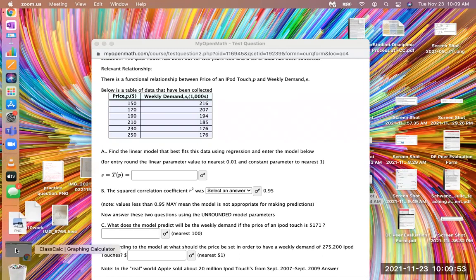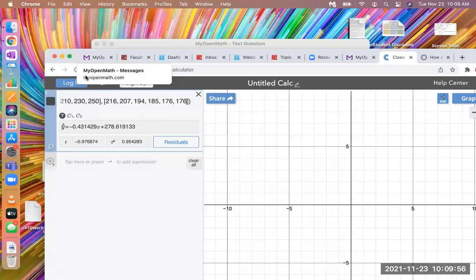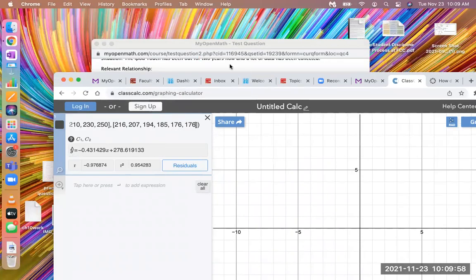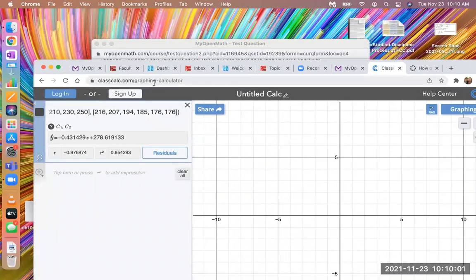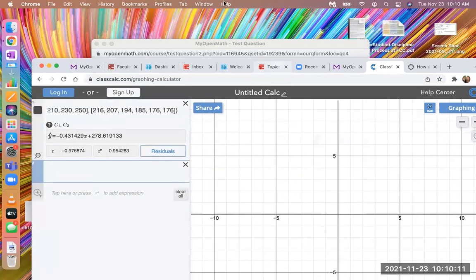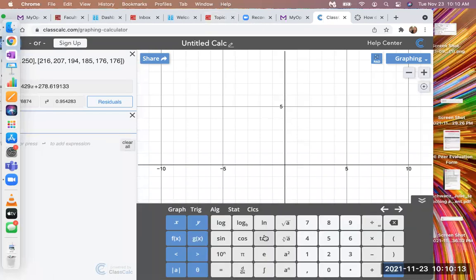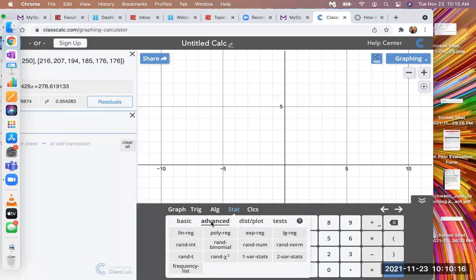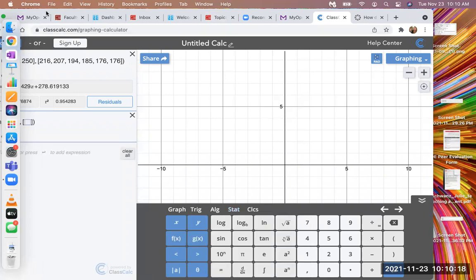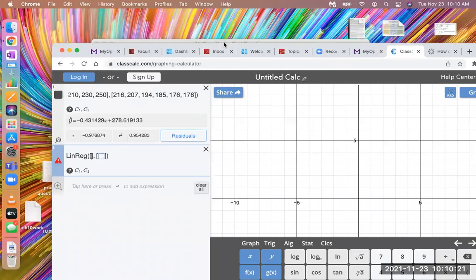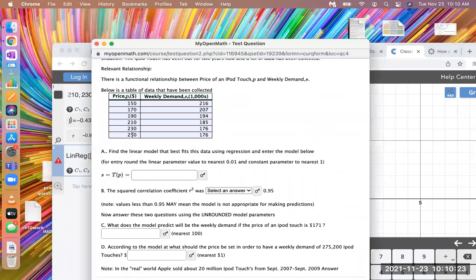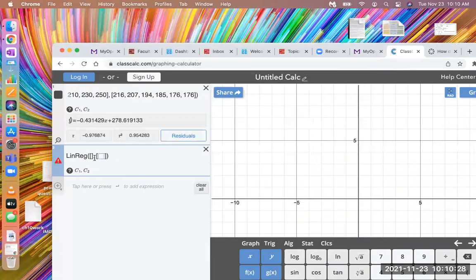So I just entered all this data into my class calc at this website, classcalc.com/graphing-calculator. Let me just show you how I did that. I would have just clicked here, and then I click on these 2 double arrows that open up, and they go stats, advanced, and then I go to linear regression, and then this first column, the first variable price, I put in this first one.